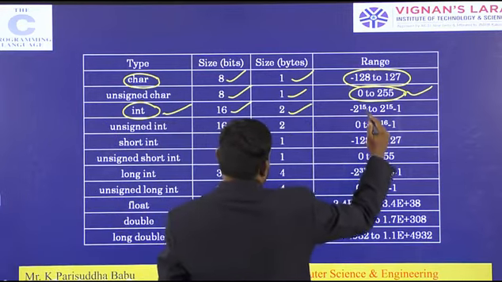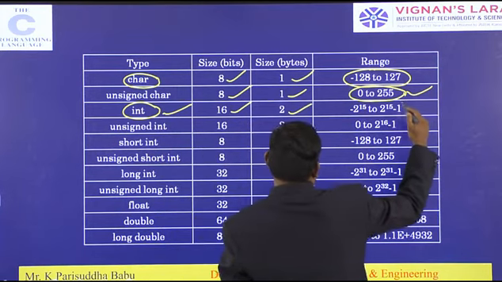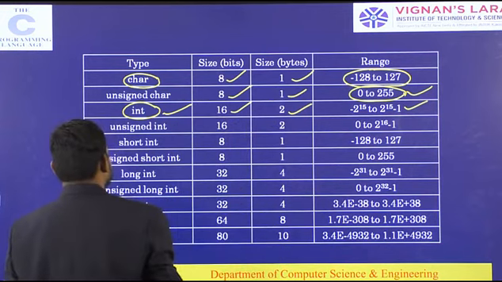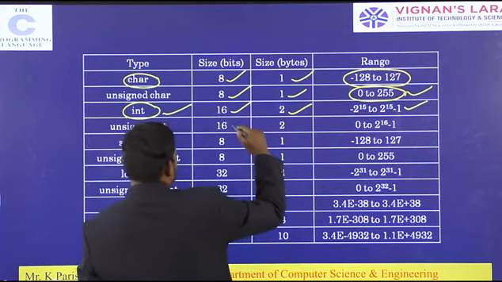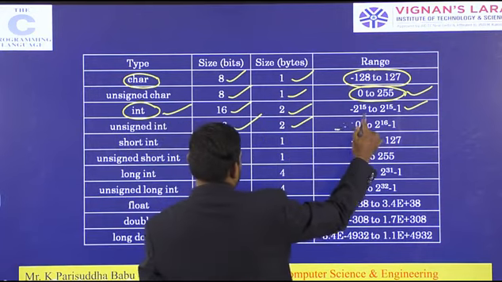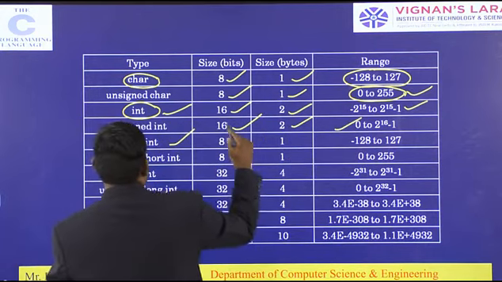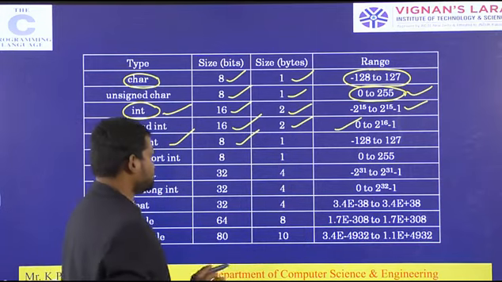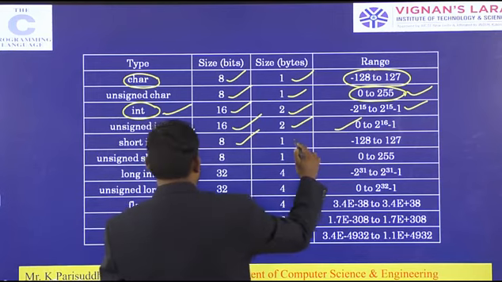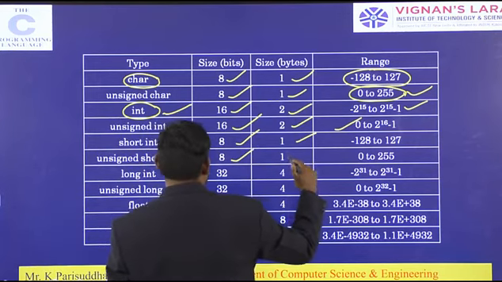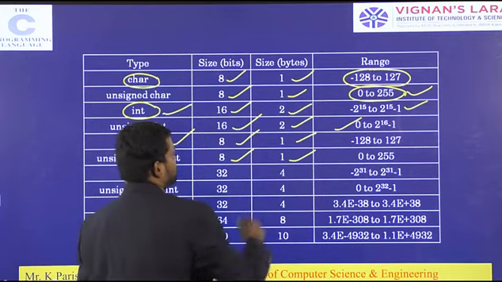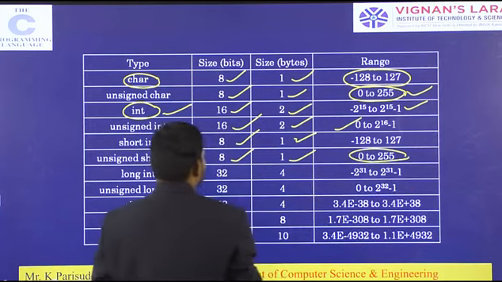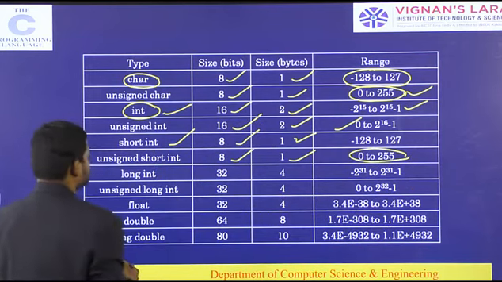Integer is 2 bytes, so the range is minus 2 power 15 to 2 power 15 minus 1. Unsigned integer is also 16 bit, 2 bytes. The range is like this. Short integer only saves 8 bits, so 1 byte. Unsigned short integer is also 1 byte. The range is 0 to 255, like the character range and unsigned character range.